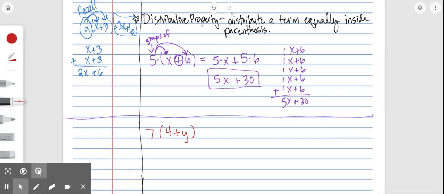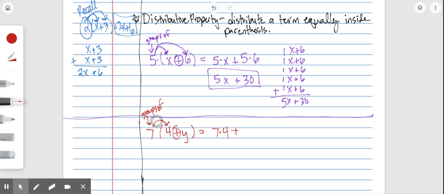Okay, so let's try another example. Okay, 7 times 4 plus y. So again, I could write out 4 plus y 7 times, but I can also do it a lot quicker. So this is 7 groups of. So I distribute that 7 to the 4. So 7 times 4. I keep the addition sign in the middle. And then I distribute that 7 to the y. 7 groups of y. And then I simplify.